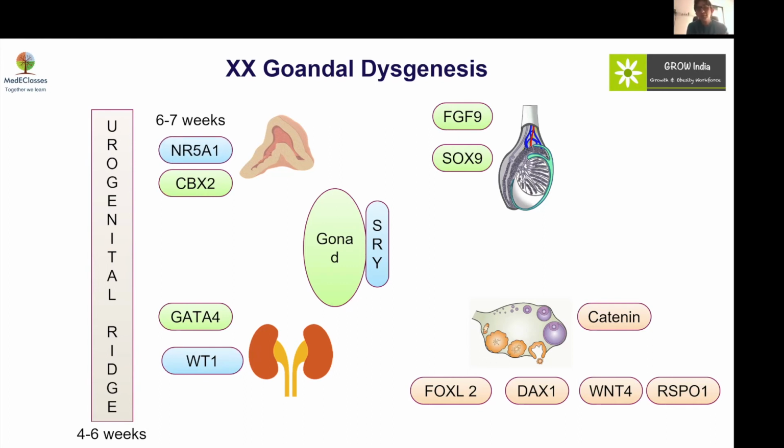So NR5A1 again is responsible for adrenal development as well as gonadal development. So any NR5A1 defect, earlier called steroidogenic factor defect, will lead to XX ambiguity with adrenal hypoplasia. FOXL2 is an ovarian gene, and it also works as an antitestis gene.